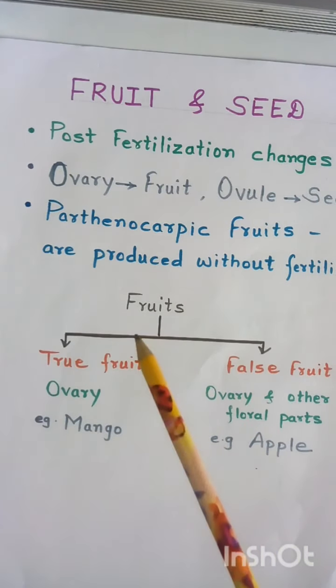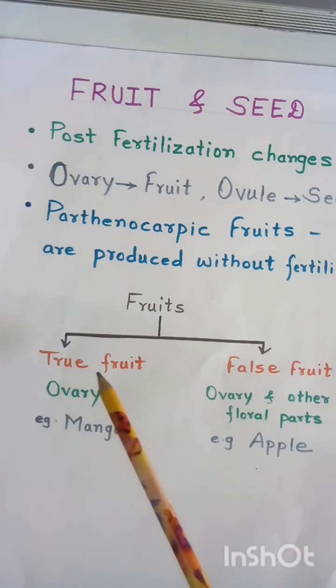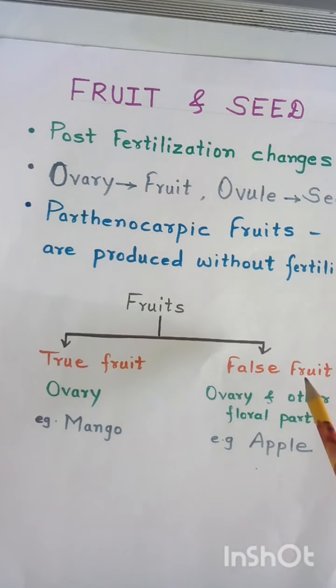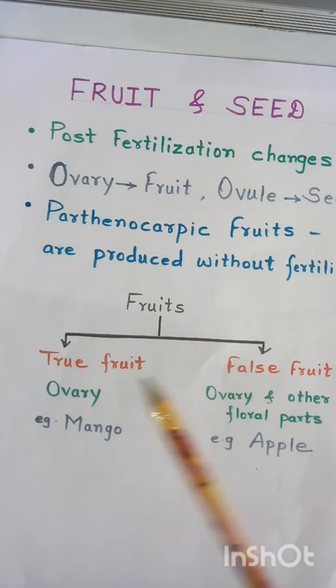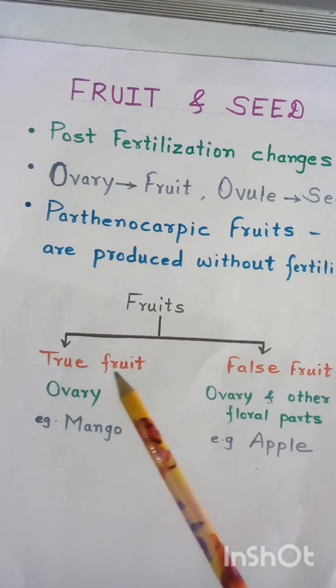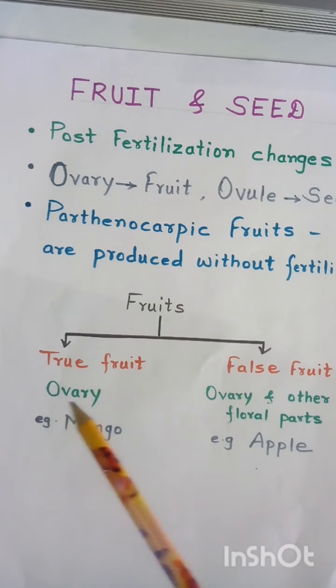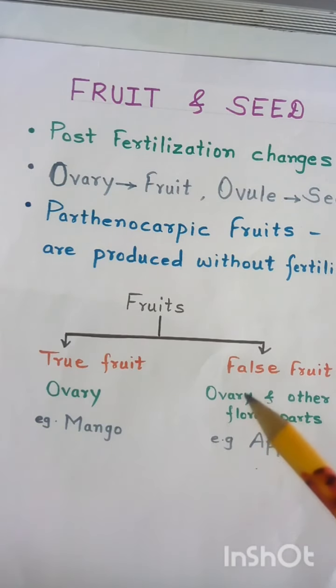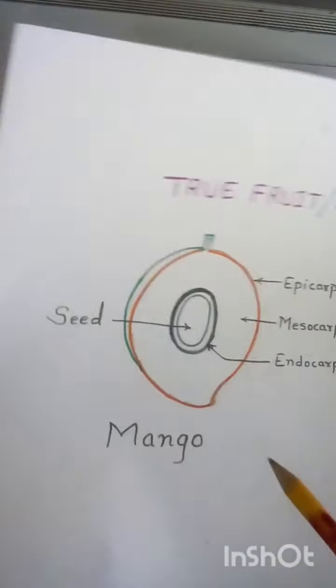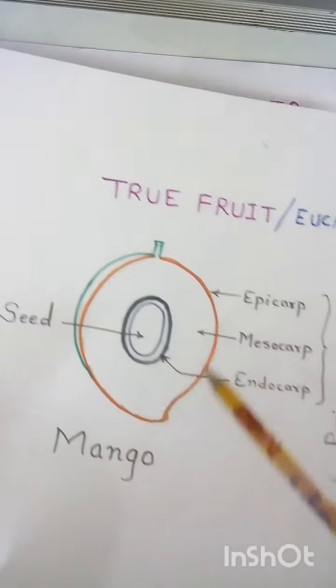Then fruits are further classified as true fruit and false fruit. What is the difference between true fruit and false fruit? True fruits are the fruits which are formed exclusively or only from the ovary. An example of true fruit is mango. And false fruits are the fruits which are formed from the ovary as well as some other parts of the flower. An example is apple.